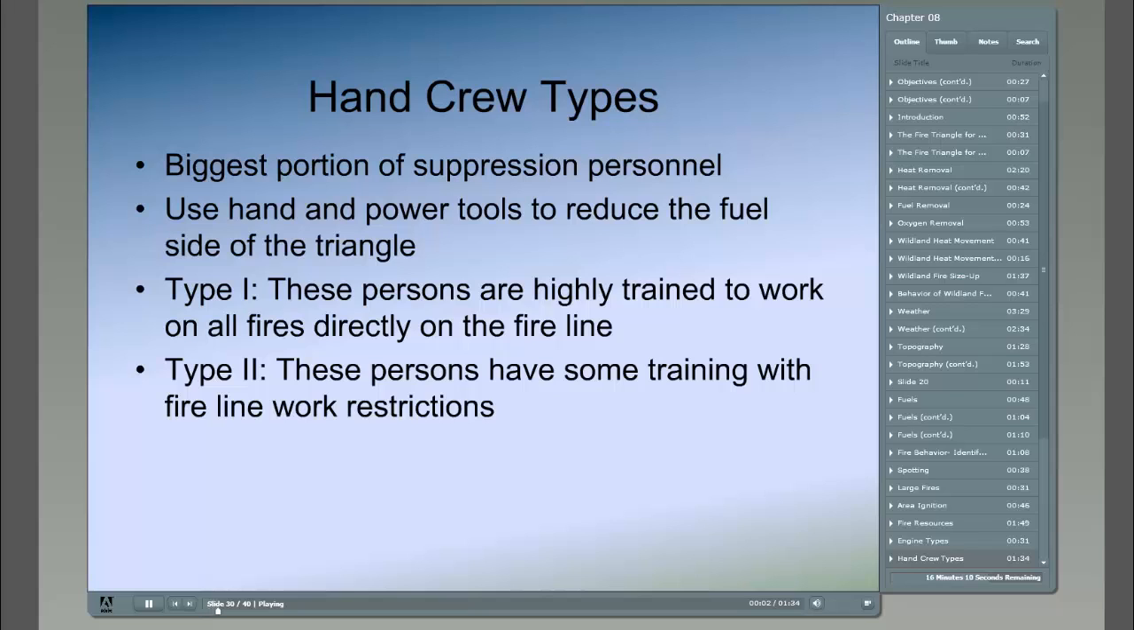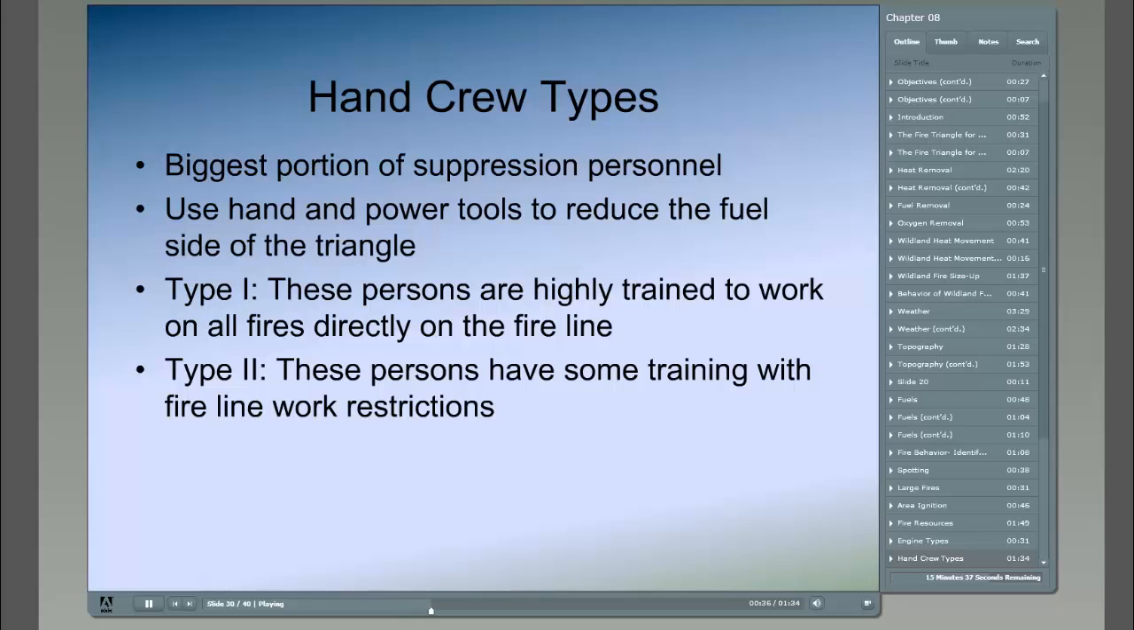On any sizable wildland fire, the biggest portion of suppression personnel will consist of hand crews. A hand crew is simply a group of firefighters that's formed into a suppression team. They use hand tools and power tools to reduce the fuel side of the fire triangle. Hand crews usually contain from 12 to 25 firefighters who are assigned to actively suppress low-flame production fires and to construct hand lines along the fire's edge or ahead of the fire for future holding action or for backfiring.